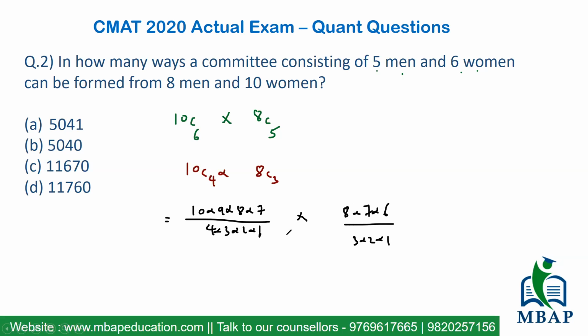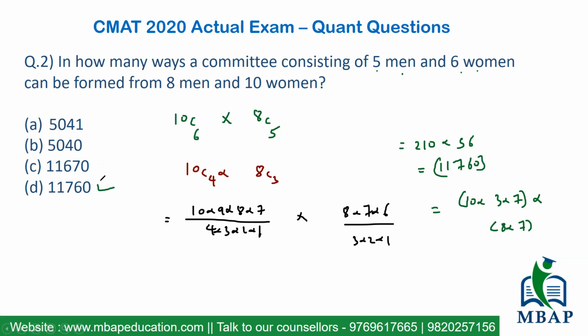So obviously 4, 3, 2, 3, 2 will get cancelled. The only values left over in the end from the left side will be 10, 3 and 7. And that's part 1. Part 2 will become 8 into 7, because 6 automatically gets cancelled. So 10 into 3 into 7 will become 210, and 8 into 7 will become 56. And 210 into 56, if you multiply, you should get 11760. So you'll mark 11760, which is option D, as the final answer.